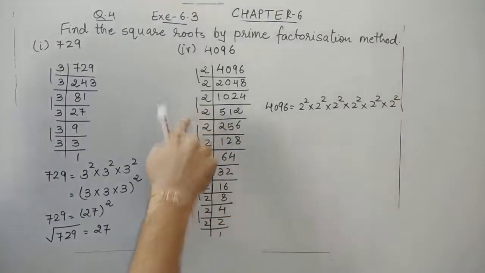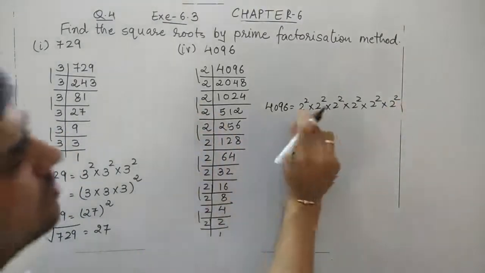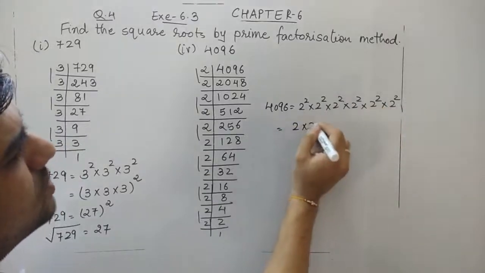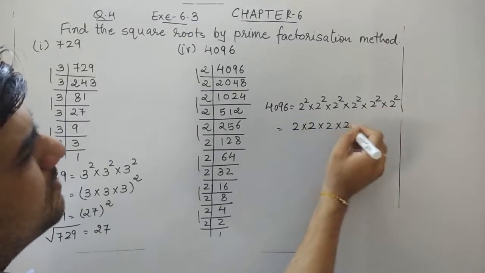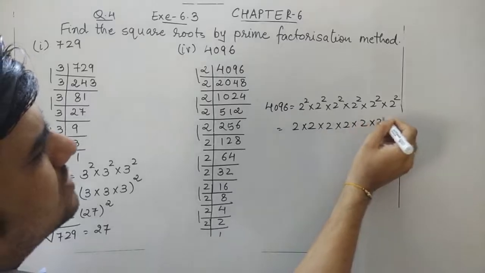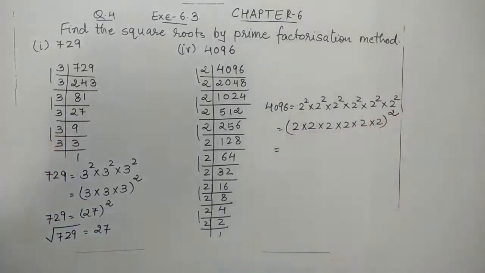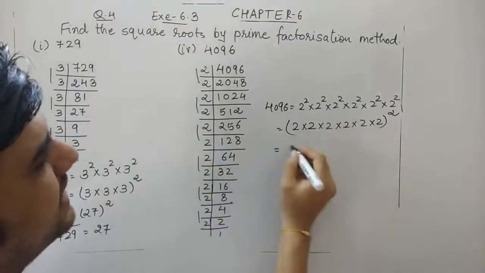6 times: 1, 2, 3, 4, 5, and 6. It can be written in this form: 2 into 2 into 2 into 2 into 2 into 2. 6 times I have written the whole square. 2 ka 6 बार है. So we know what the answer is. 2 to the 4, 2 to the 8. So 8 8s are 64.